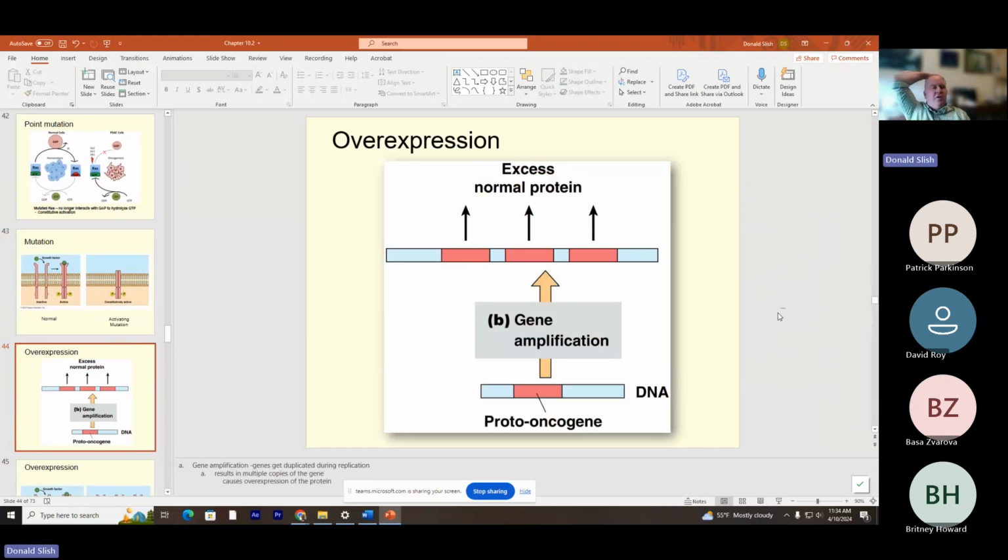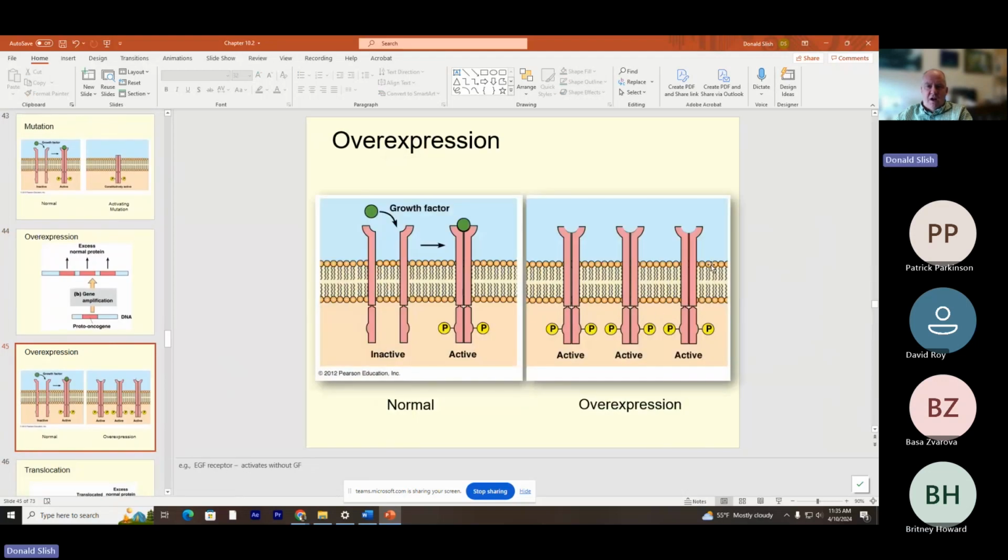Overexpression. Now here's another great way to mess up a cell. Not mutating the protein, just having the normal protein, but expressing too much or at the wrong time in the cell, and that can cause a proto-oncogene to become oncogenic. One way you can overexpress is by gene amplification, and that happens during DNA replication. The DNA is so plastic, it does so many strange things, and normally your cell's correcting that, but sometimes it doesn't. So you can get a normal gene just duplicated over and over again until you've got multiple copies of it, and then you get a lot more of the protein.